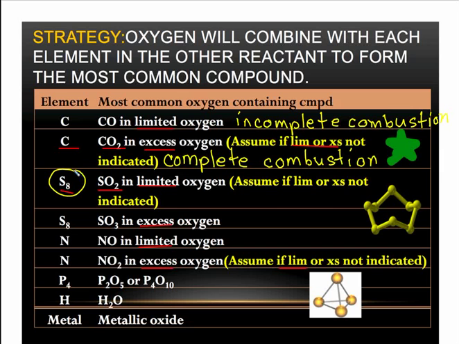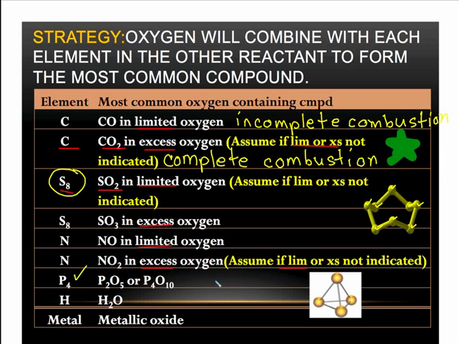You notice here I put S8 and not just S. Sulfur exists in a little covalently bonded ring. This is the common sulfur. It's going to be a yellow sulfur. It's going to smell like matches if you burn it. And it's a little covalent ring of 8.